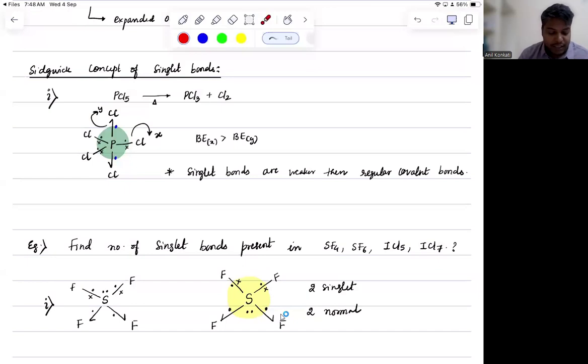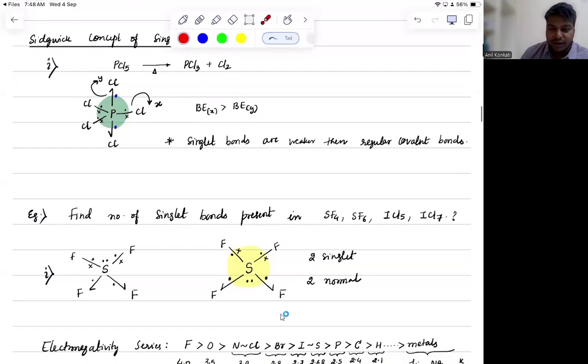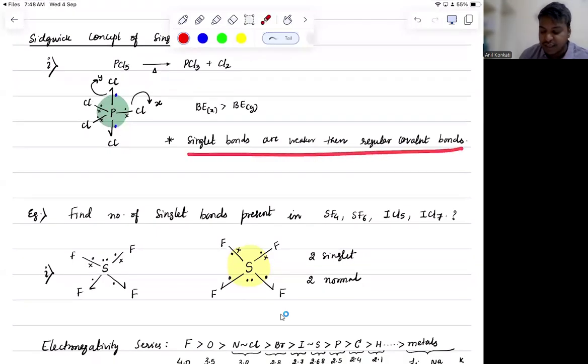So if I place that singlet bond, because it is not a stronger bond, its bond length will be longer and bond energy will be weaker. So this bond energy will be stronger compared to that of this bond energy. That is what we are trying to represent. Okay, so singlet bonds are weaker than regular covalent bonds. This was a justification given, but this is not true.